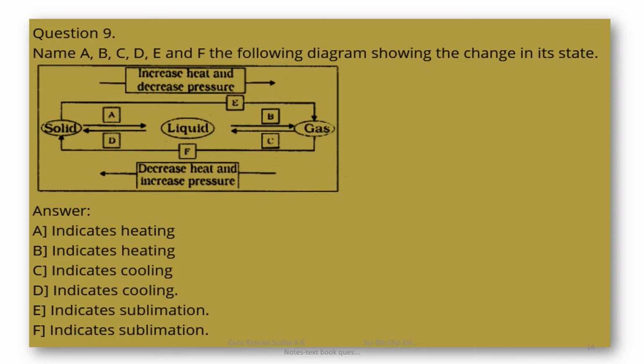Suppose you want to convert a gaseous substance to a liquid state, we have to cool it. So we can say that C represents cooling. In a similar manner, D represents cooling. And the arrow where we see solid to gas directly, E represents sublimation, and F represents desublimation, or deposition. Sometimes some people use that word.